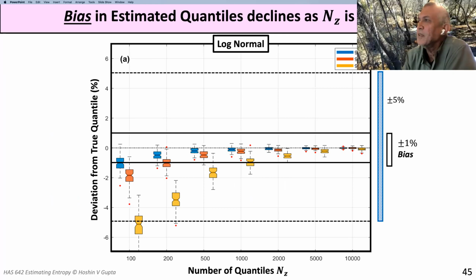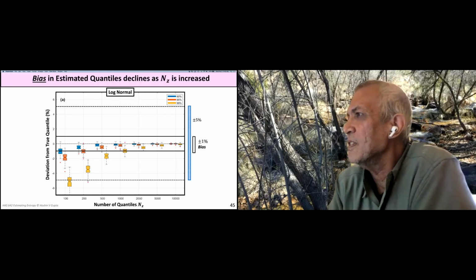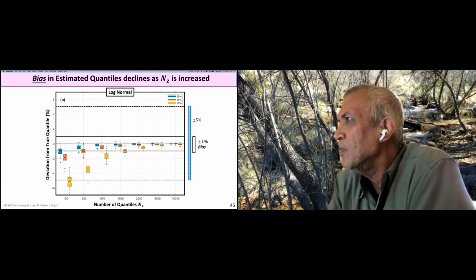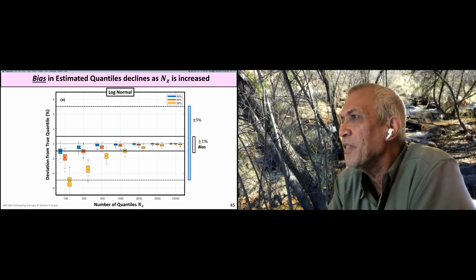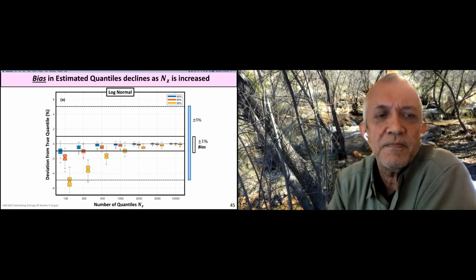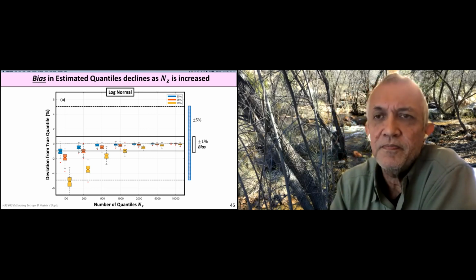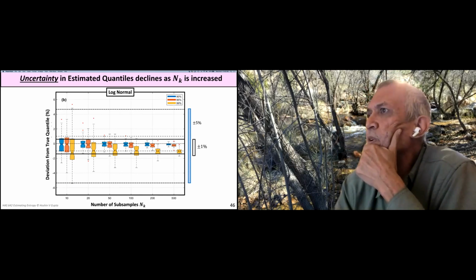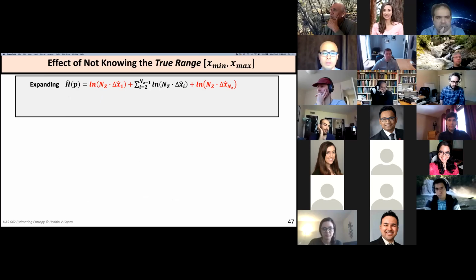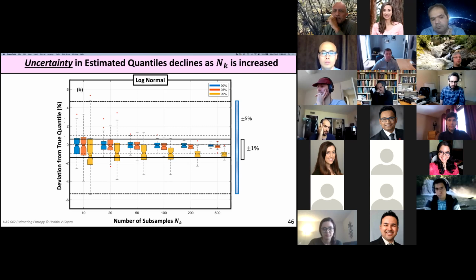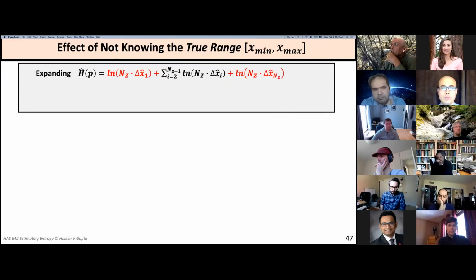Okay. So if you get enough quantiles, in this case, to get less than 1% bias, I need to get to about 1,000 quantiles or so. Anyway, it just shows that it's converging, but it's negative. And that was for the log normal density. I just showed you one. So that's how we estimate the quantiles.